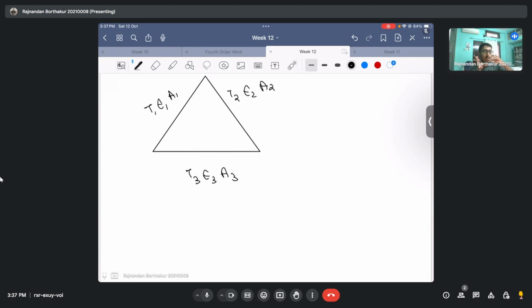Okay. Since we have three surfaces, we will first draw the radiosity nodes and evaluate what the space resistances will be. And then, identifying whether my surface is a real surface or a black body, we will draw the emissive power nodes and the associated surface resistances in between the radiosity nodes and the emissive power nodes. Okay.